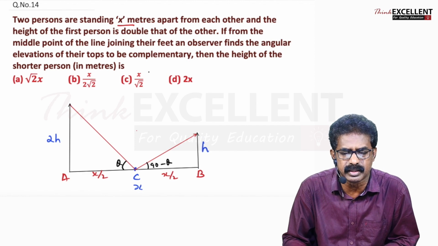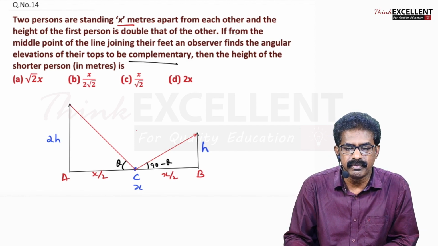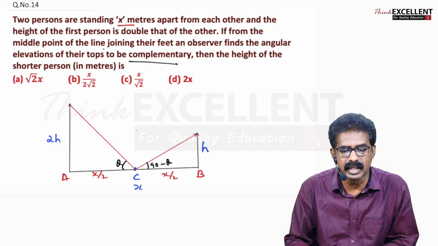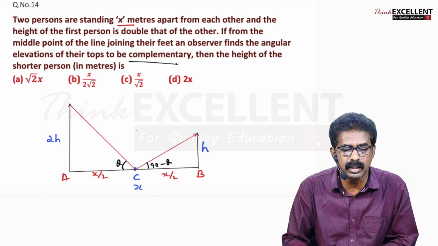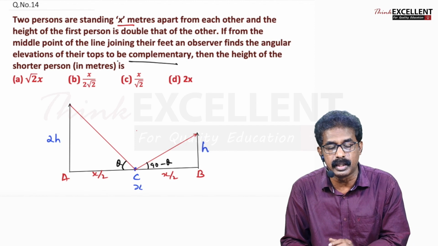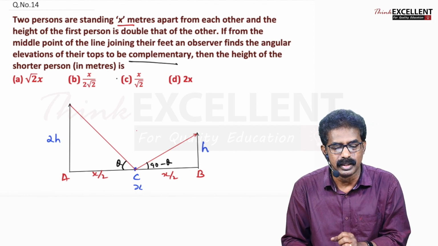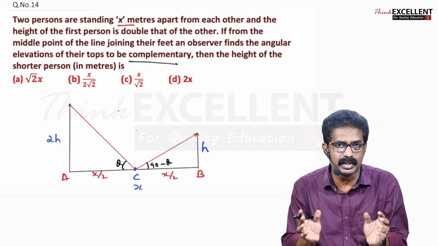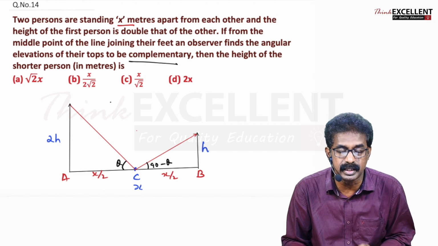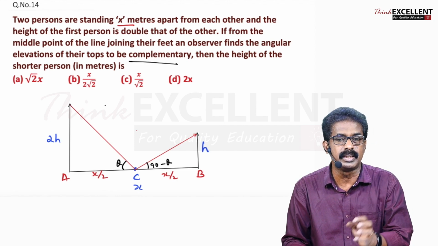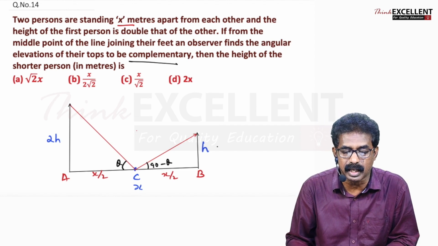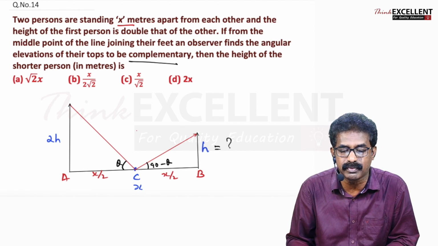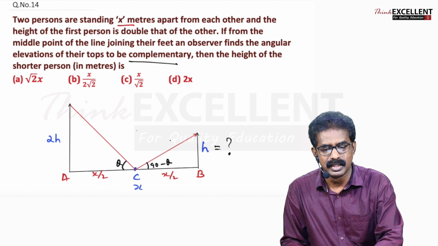Okay, something different in this question, right? If from the middle point of the line joining their feet, an observer finds the angular elevation of their tops to be complementary. Okay, so two angles, the two angle of elevations, if you add them, you have to get 90. So if one angle is theta, another one is 90 minus theta. Then the height of the shorter person means you have to find h value, right?